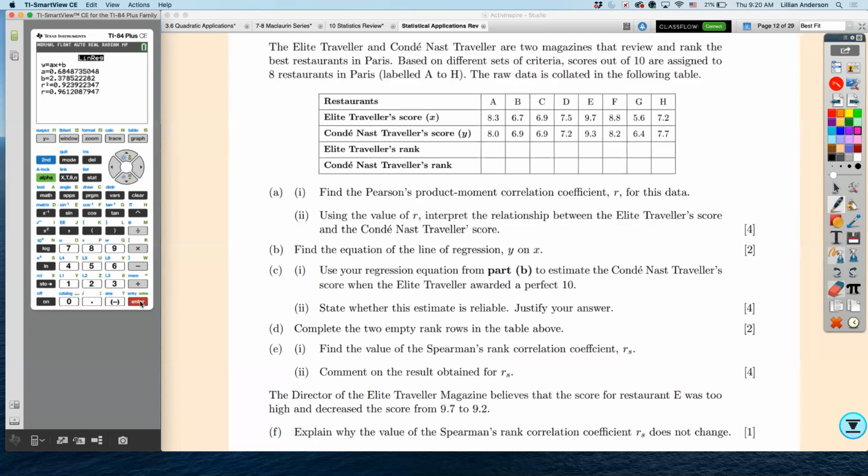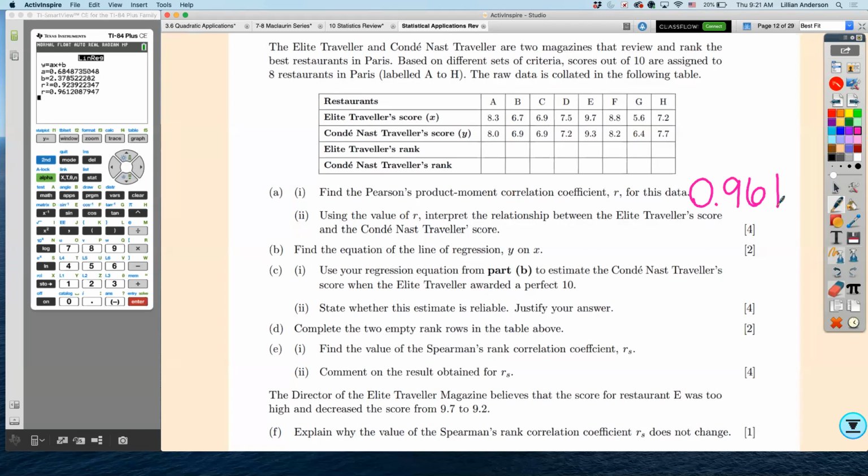And there's my R. Rounded to 3 significant figures, it should be 0.961. Now it says use the value of R, interpret the relationship between Elite Traveler scores and Nash Traveler scores. Interpret the relationship. That means that value of R is weak, very weak, moderate, strong, very strong. It's strong.